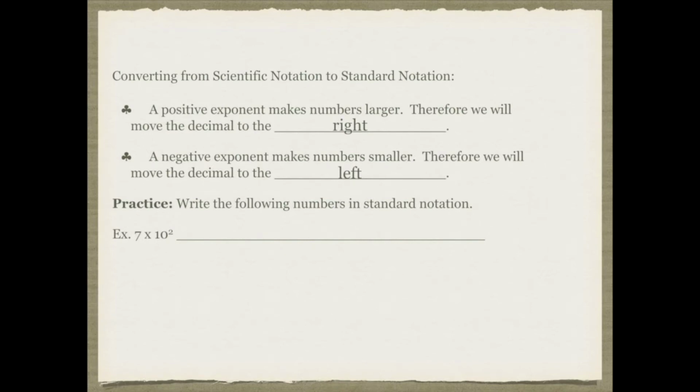Since that exponent is positive, that means I'm going to move the decimal 2 places to the right. And since the decimal is behind the 7, that makes it 700 because I moved that decimal over 2 places and then filled in zeros for those spots. Now, if instead it were 7 times 10 to the negative second, I would move the decimal place to the left. And since it would be 2 places to the left, it would be 0.07. Okay? And so that's how you convert from scientific notation to standard notation and standard notation back to scientific notation.